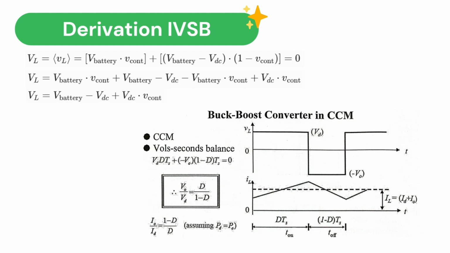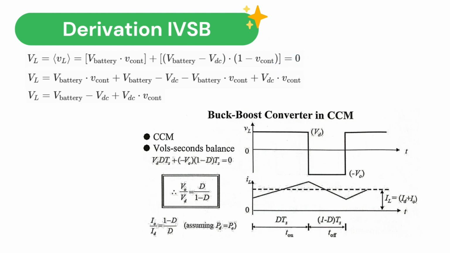So here we have the equation, the formula of inductor voltage equals the battery voltage times V control, and the V battery minus VDC times 1 minus the V control. In this formula, the V battery times the V control is the positive pulse, the positive voltage, and the 1 minus V control is the complementary voltage, which is the reverse of the positive pulse. The positive added with the negative pulse will equal the zero pulse voltage.